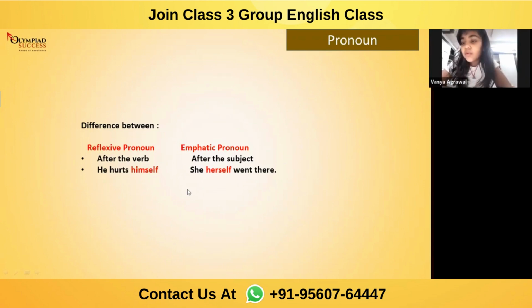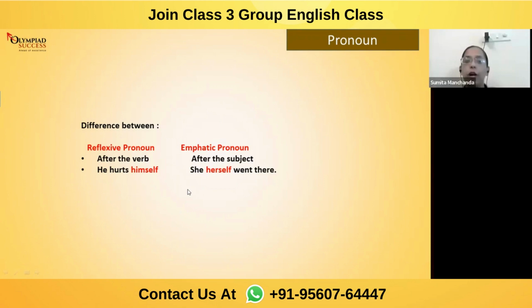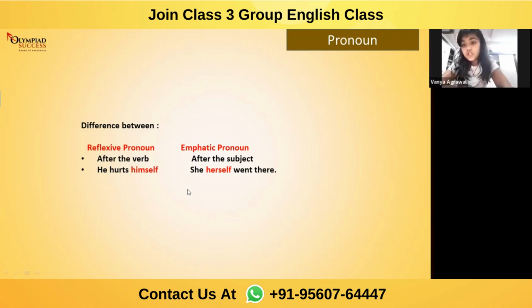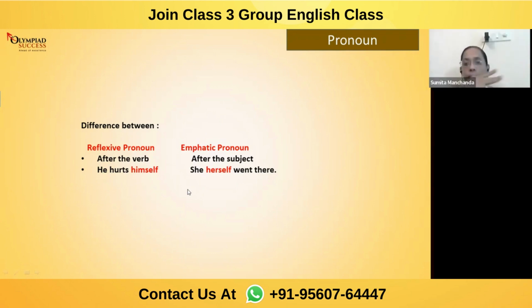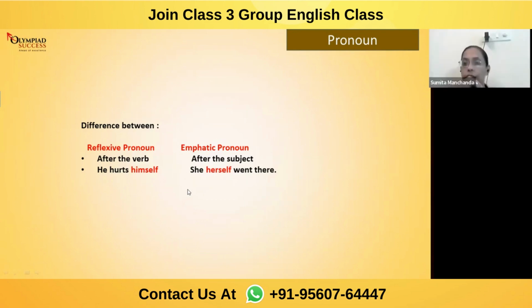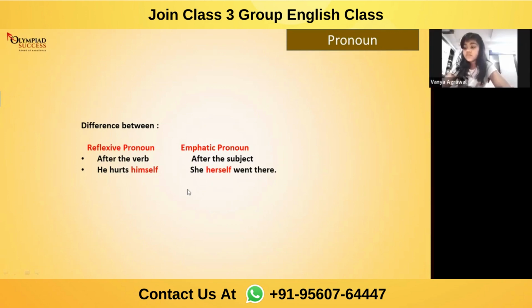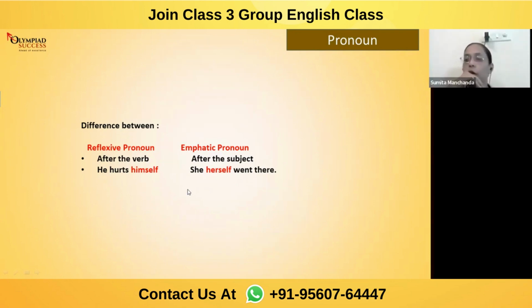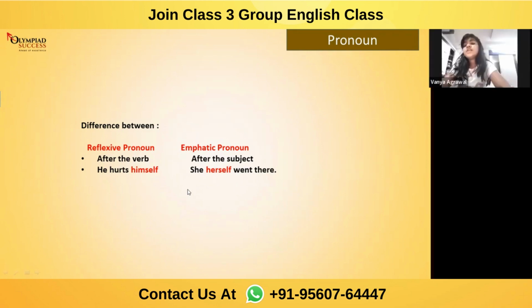Ma'am, herself is emphatic pronoun. So beta, is there any verb between she and herself? No, ma'am. And is there any verb between he and himself? Yes, ma'am. This is the difference. When we talk about reflexive, there will be a verb between he and himself or herself or yourself, whatever it is. But when we talk about emphatic, immediately after the subject only, you will come across herself, himself, yourself, themselves. Okay, ma'am. You are saying that in reflexive pronoun, there is a verb between the subject and the pronoun, and in emphatic pronoun, there is no verb or anything between subject and pronoun. Yeah, very good. Understood? Yes, ma'am.